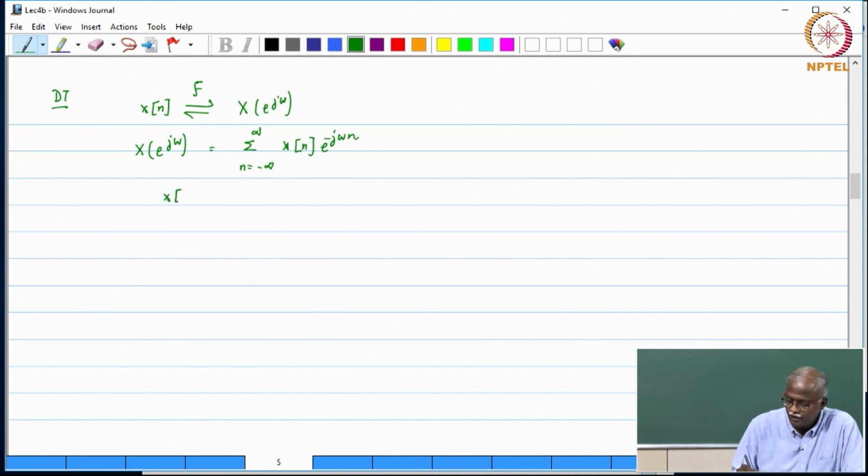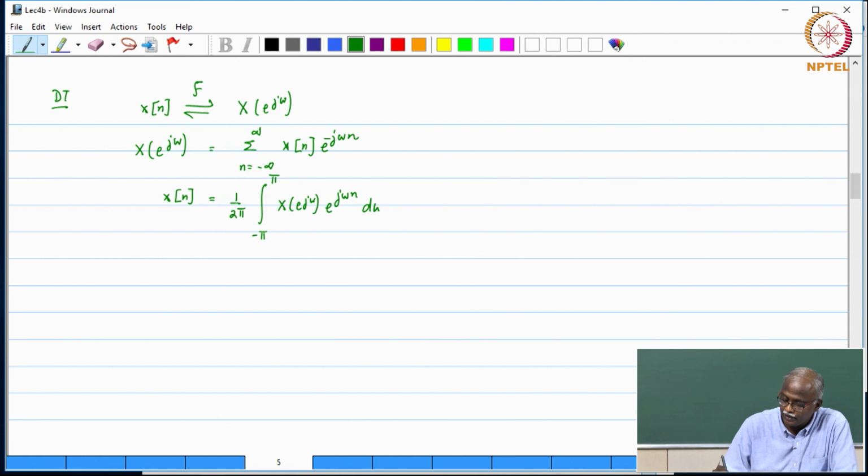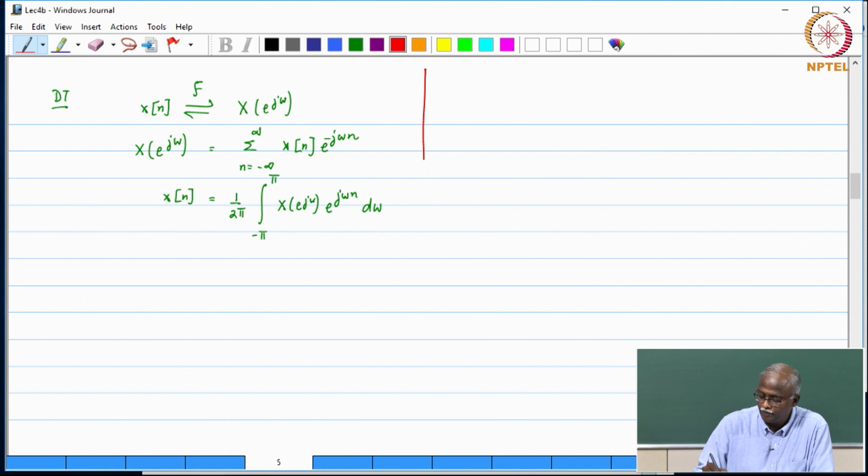Okay, and x of n can be obtained by the inverse transform, 1 by 2 pi integral minus pi to pi, because anything outside of a minus pi to pi range is a repetition, X(e^jω) e to the power j omega n d omega. Again, this is something that you are familiar with, but I needed to write it down so that we are comfortable with the basic definitions. And very often in DSP we do not really worry too much about what happened in the continuous time, but we need to be fully aware, because we are going to be going back and forth.